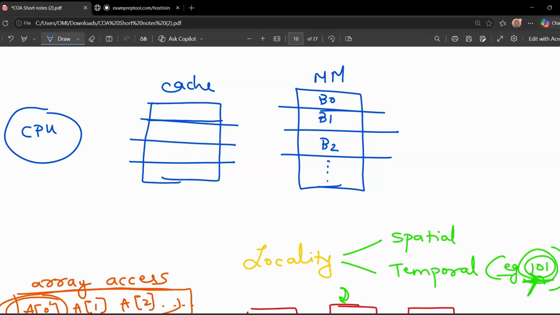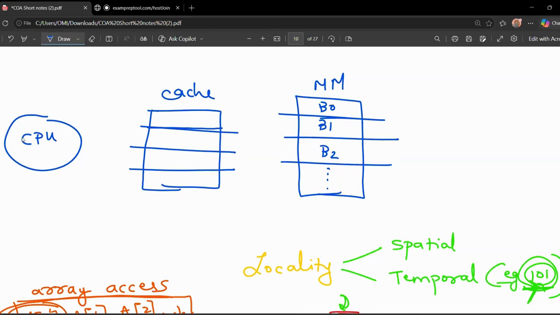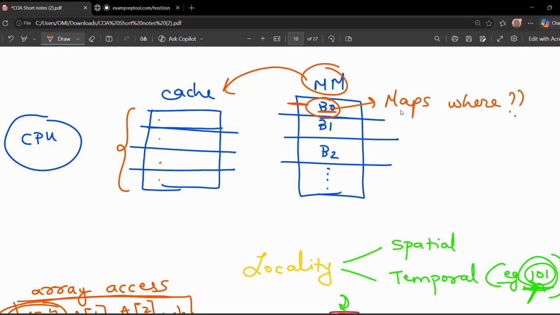Why is that topic required? Because blocks will come from the main memory into the cache. There should be some mechanism by which a block can be mapped to one of these four blocks. Block b0 will map to which one? It asks the question: maps where? Then b1 also asks the same question: where do I map?